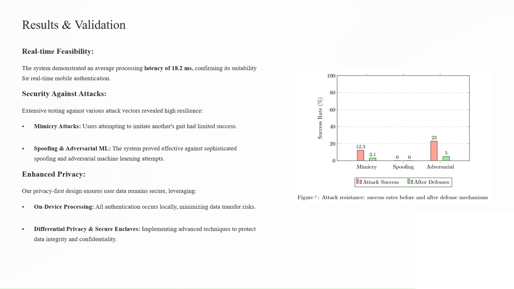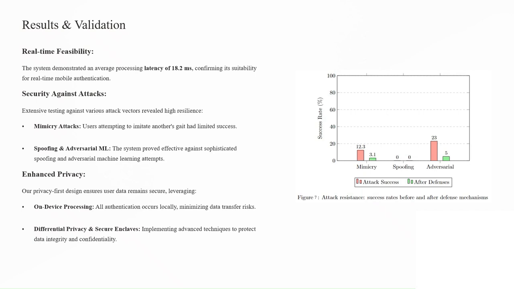In mimicry attacks, untrained imposters had little success, while trained imitators still struggled to bypass the system. Spoofing with artificial signals was detected through plausibility checks and sensor fingerprinting. Even adversarial ML attacks were mitigated using input reconstruction and gradient masking. Additionally, all processing is on device, and privacy is enforced using anonymization and differential privacy measures.